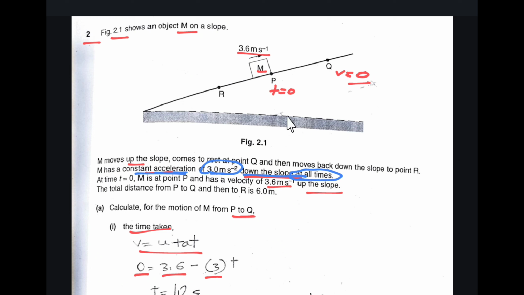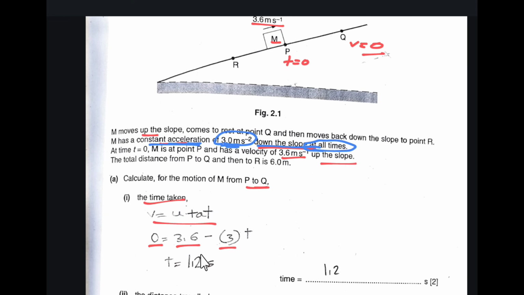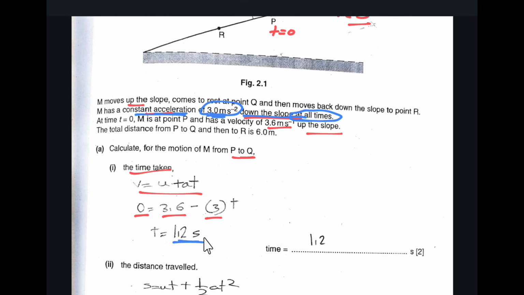Instead of saying that the air resistance is negligible or the resistance is negligible, it gives us that the acceleration is constant whether it is up or down the slope. So acceleration is 3 meter per second square, and by using this information we get the value of t as 1.2 seconds, correct to 2 significant figures.